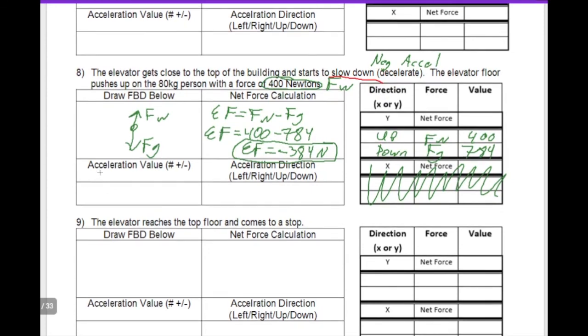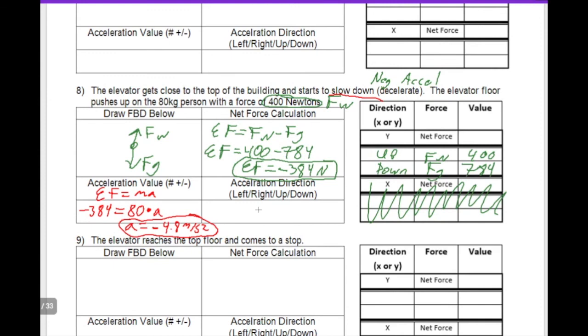So if we want to solve for this acceleration, we know that net force is equal to ma. The net force is negative 384. The mass, well, it's the same person, so it's 80 kilograms times acceleration. Divide both sides by 80, and we find out that the acceleration should be equal to negative 4.8 meters per second squared. Now that we have our acceleration, we can find out what direction it's accelerating in. Since it's negative, that's going to mean that we're accelerating in the downward direction.